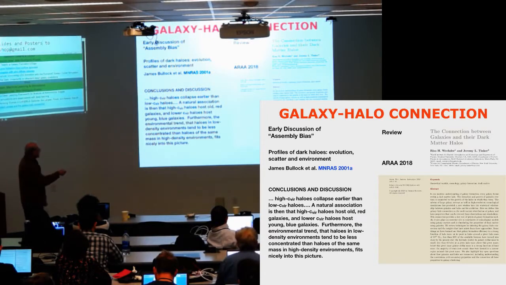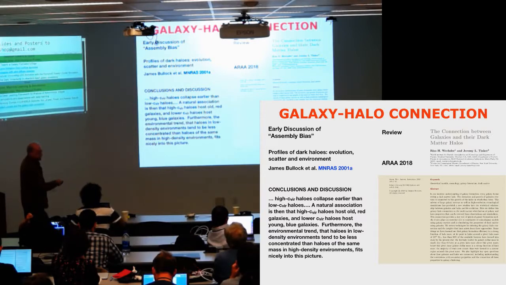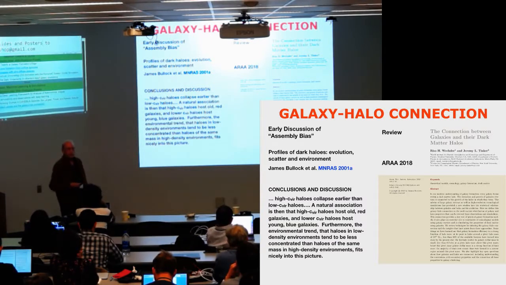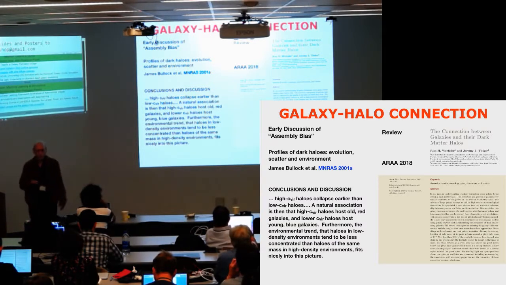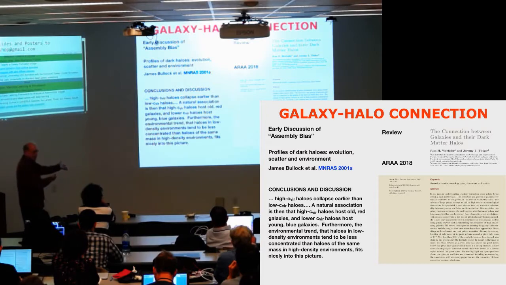And a natural association is then that high concentration halos host old red galaxies, and lower concentration halos, which are more recently forming ones, host young blue galaxies. Furthermore, halos in low-density environments tend to be less concentrated. Halos in high-density environments more concentrated. And so that would suggest that the clusters in very dense environments are the ones that host early-type galaxies, which, of course, are all trends that we now know. This has been rediscovered many times.